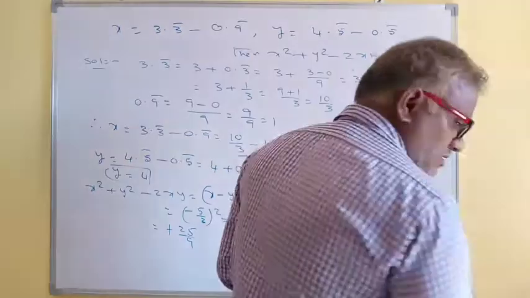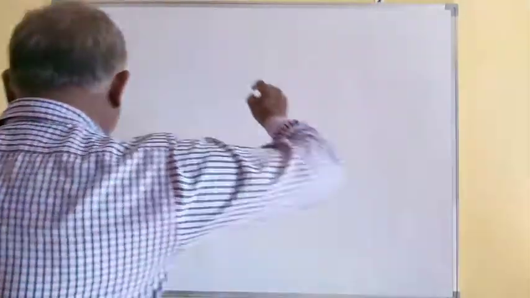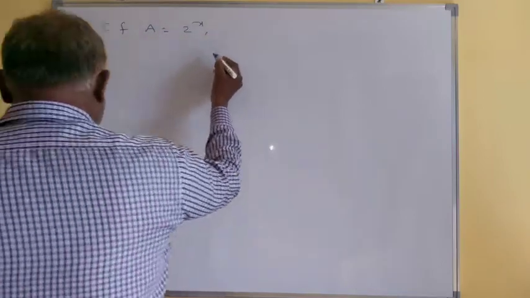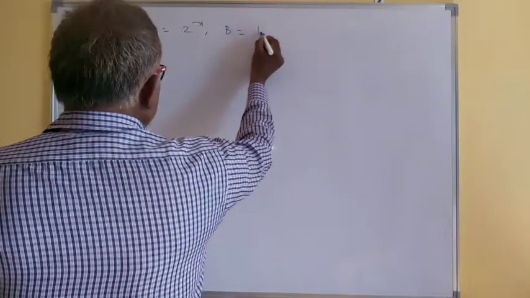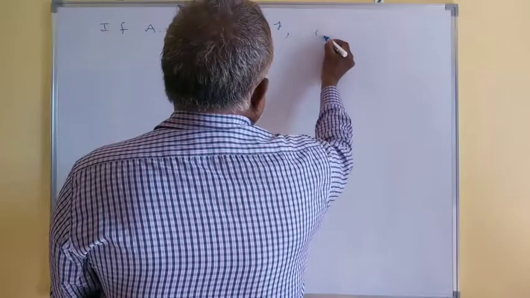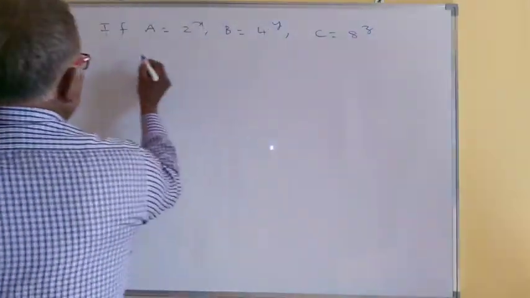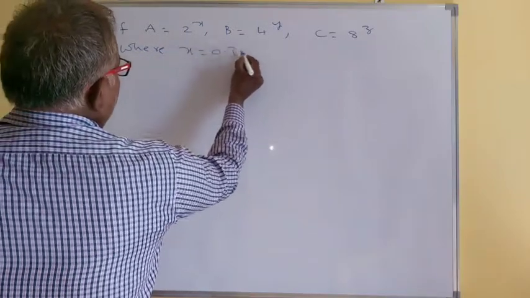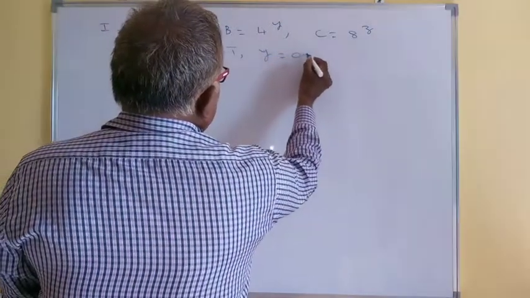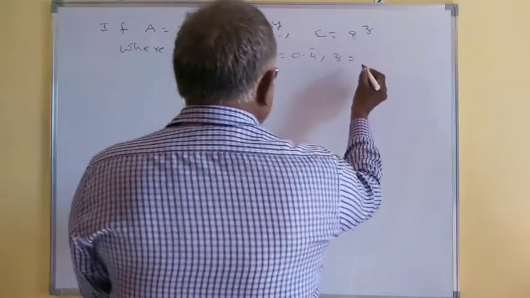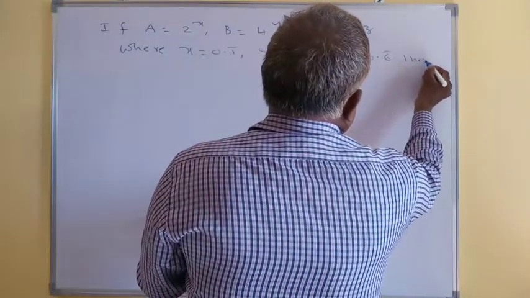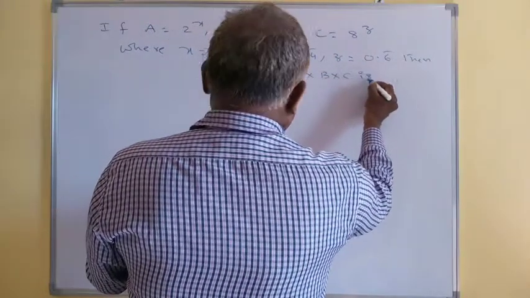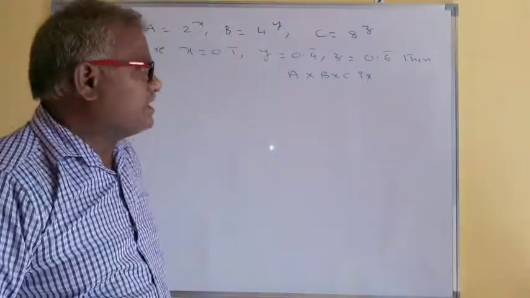And one more question. If a is equal to 2 power x, b is equal to 4 power y, c is equal to 8 power z, where x is equal to 0.1 bar, y is equal to 0.4 bar, z is equal to 0.6 bar. Then a into b into c is dash.